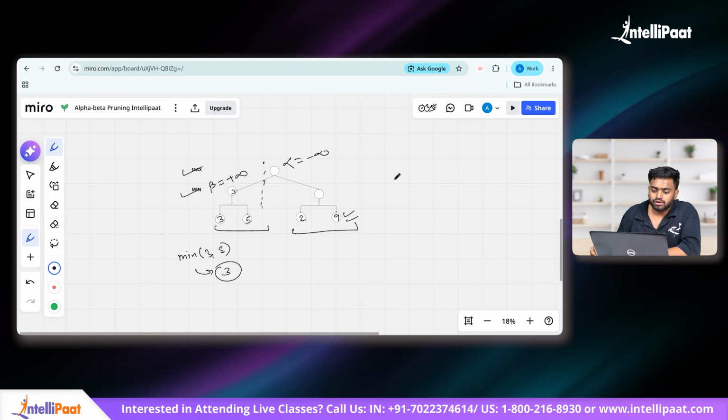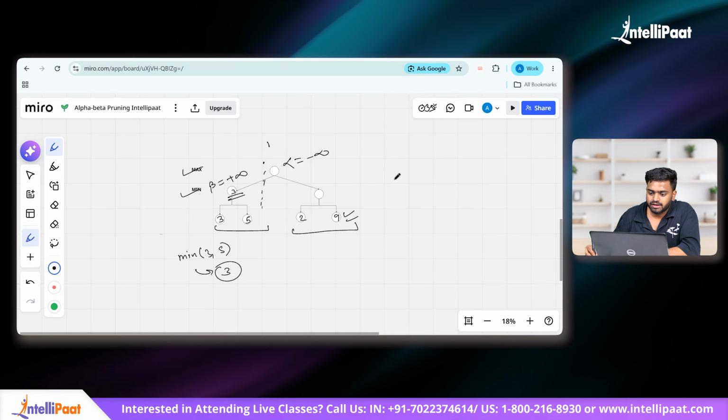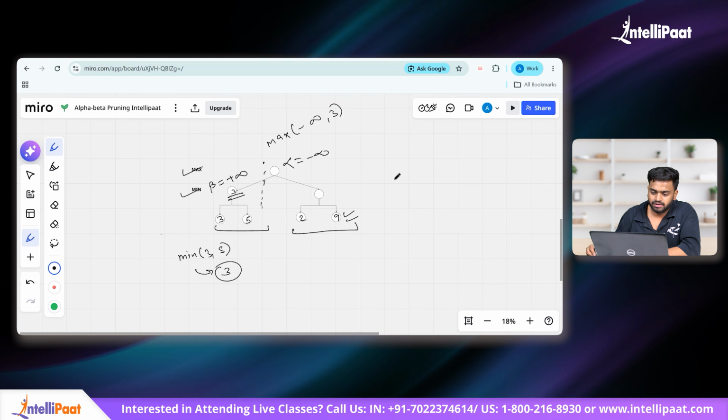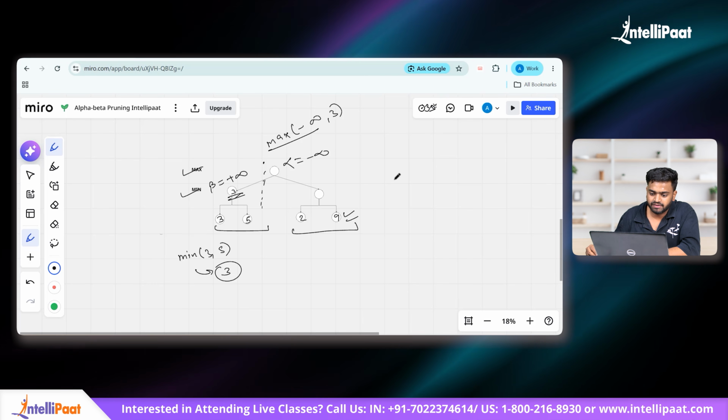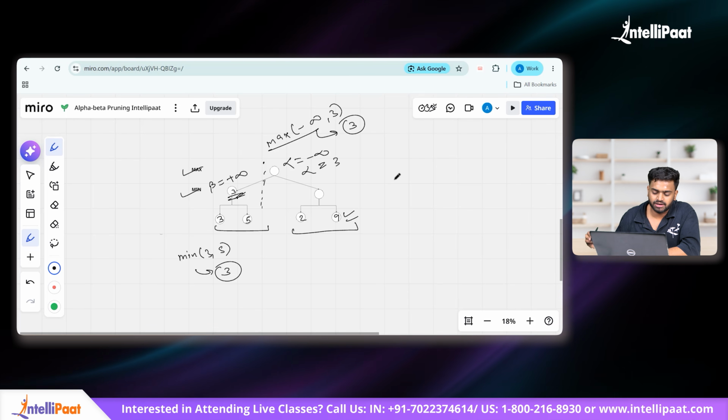That becomes a 3. So the value of 3 remains over here. And now the alpha is being updated like max of minus infinity and 3. So alpha will compare max of minus infinity with this 3. So the max value is 3 over here. So alpha becomes 3 over here.